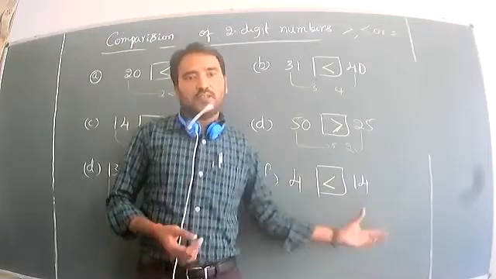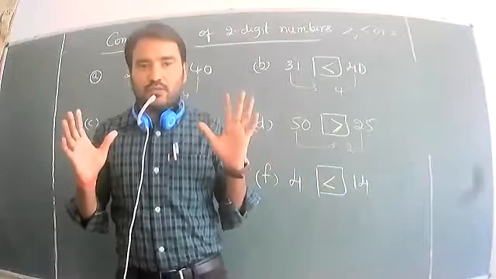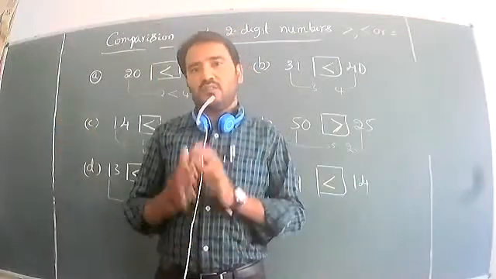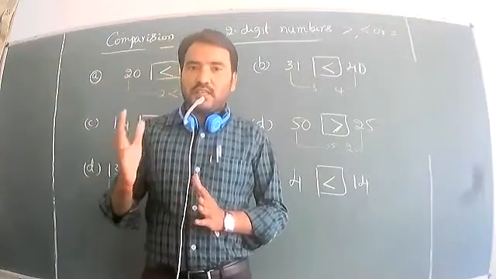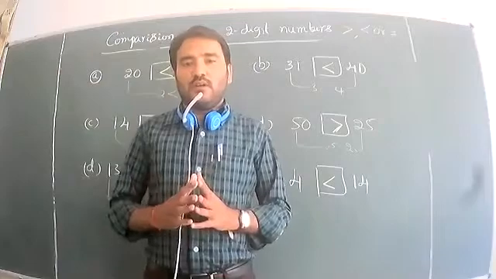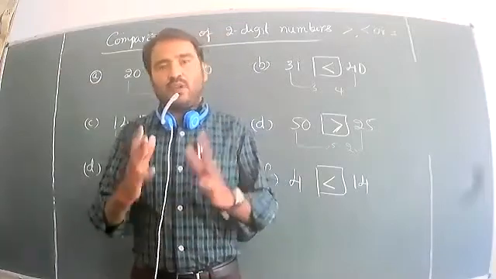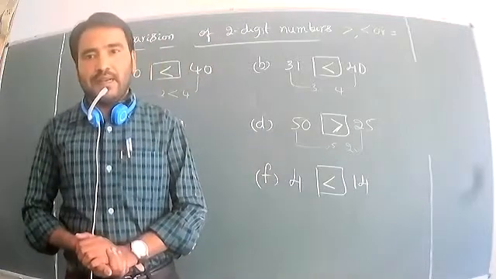Is it clear? Okay. Now I will go for ascending order and descending order. Ordering of numbers: ascending order means smallest to biggest, descending order means greatest number to smallest number. Just one or two examples I will show. The remaining you have to do in the textbook problems.